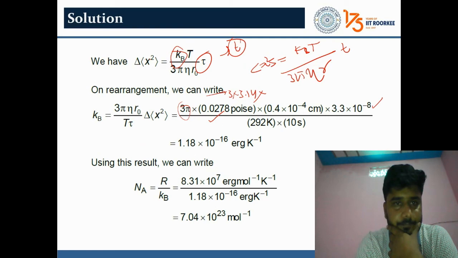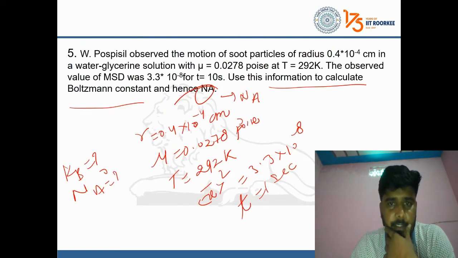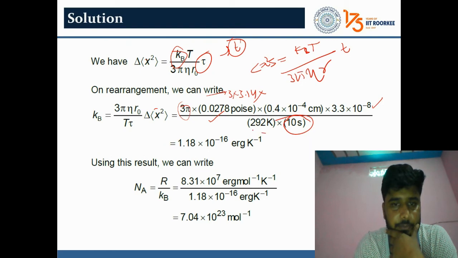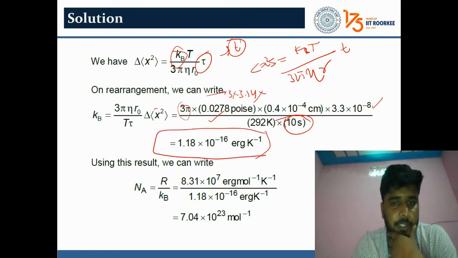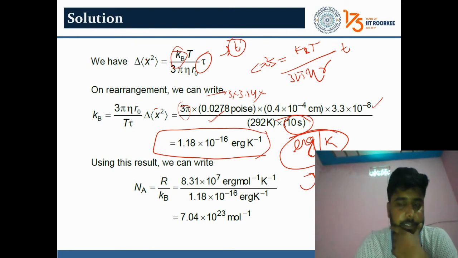Okay, and for temperature value is given 292, and for time the experiment is done, the values of MSD is collected for 10 seconds. So you have to just put the values, 10 seconds, and you will get 1.1 into 10 to power minus 16 erg per kelvin. That is the unit of Boltzmann constant in CGS system. Otherwise it was in MKS, it was joule per kelvin.